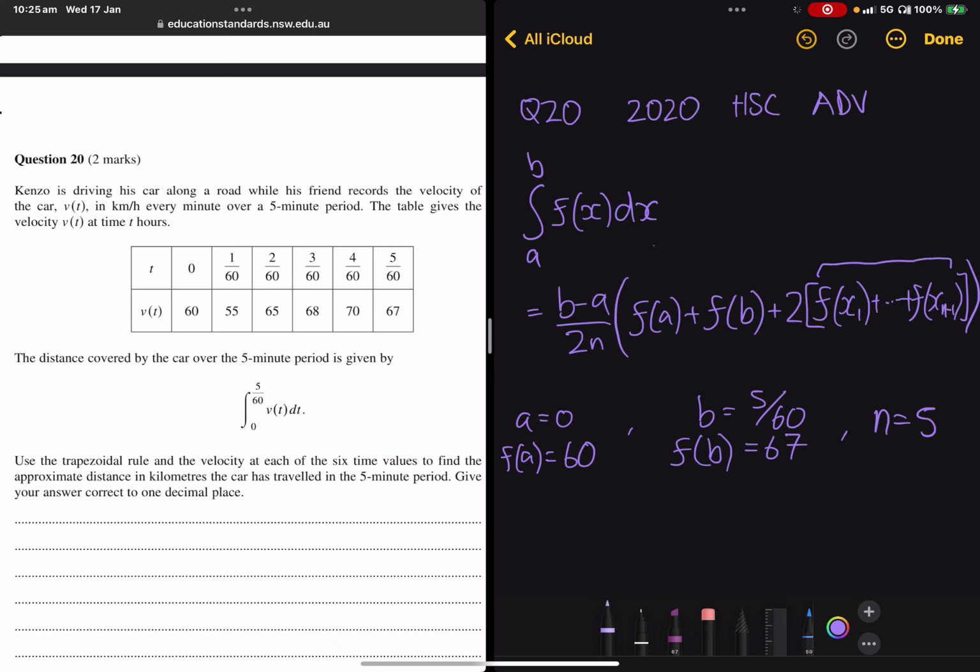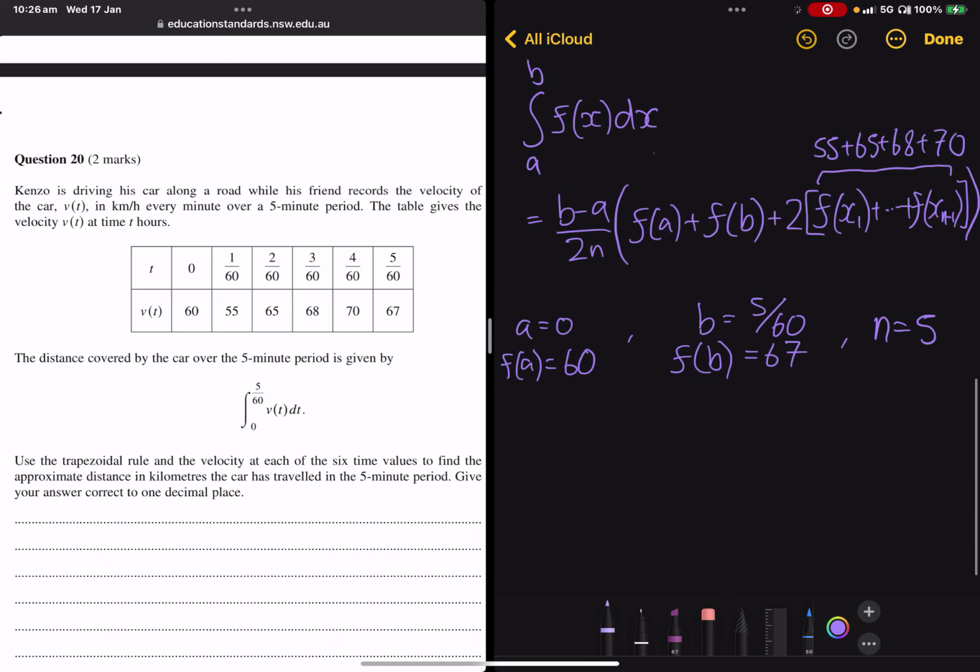Now, all of these values, f(x1) plus f(x2) plus f(x3) and so on, are all of the time-velocity pairs which are not the end points. The starting time-velocity pair is (0, 60). The ending pair is (5/60, 67). We need to ignore these. These are all of the velocities in the middle, and it's the sum of them. So this will be 55 plus 65 plus 68 plus 70. So we now have all of the values we need.